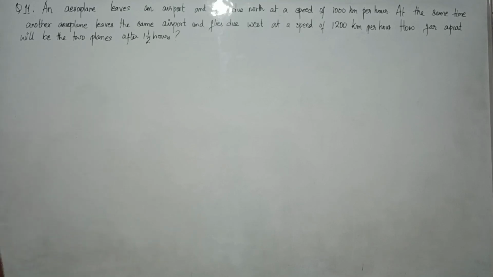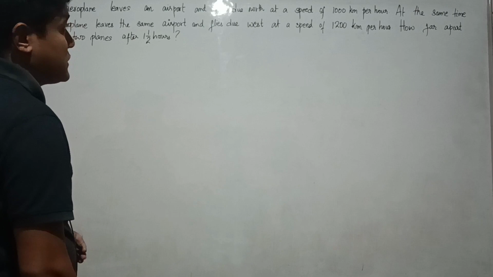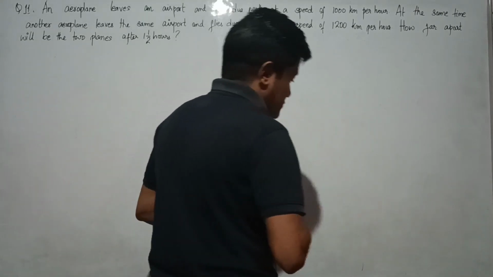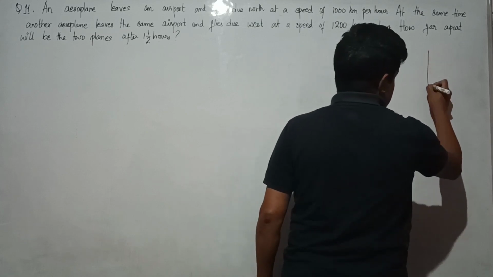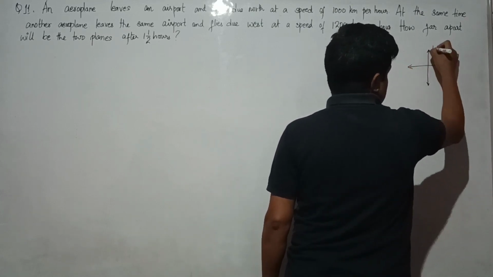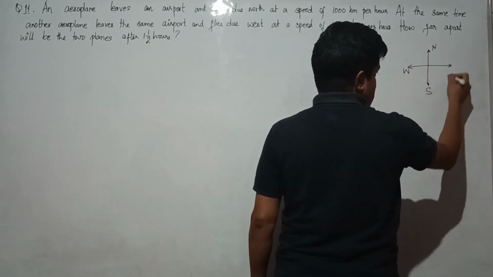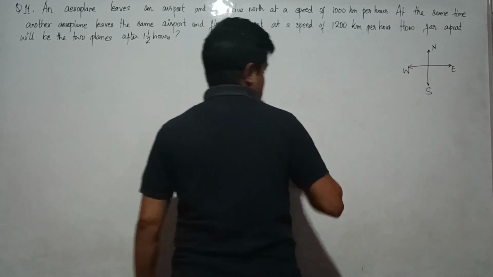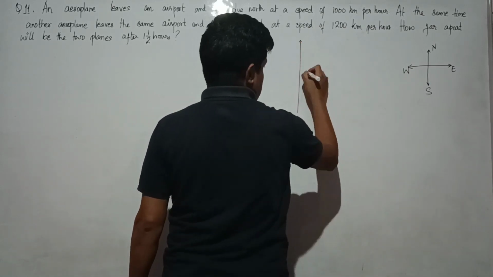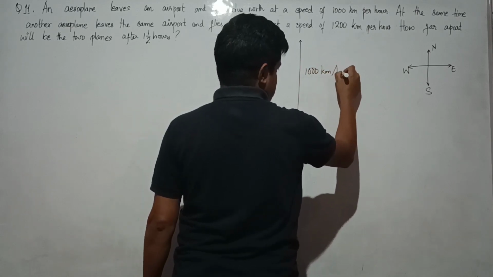Question number 11. An airplane leaves an airport and flies due north at a speed of 1000 km per hour. So the airplane flies to the north. To see the direction, we must know that the above is taken as north, west, south and east. The airplane flies to the north at 1000 km per hour.